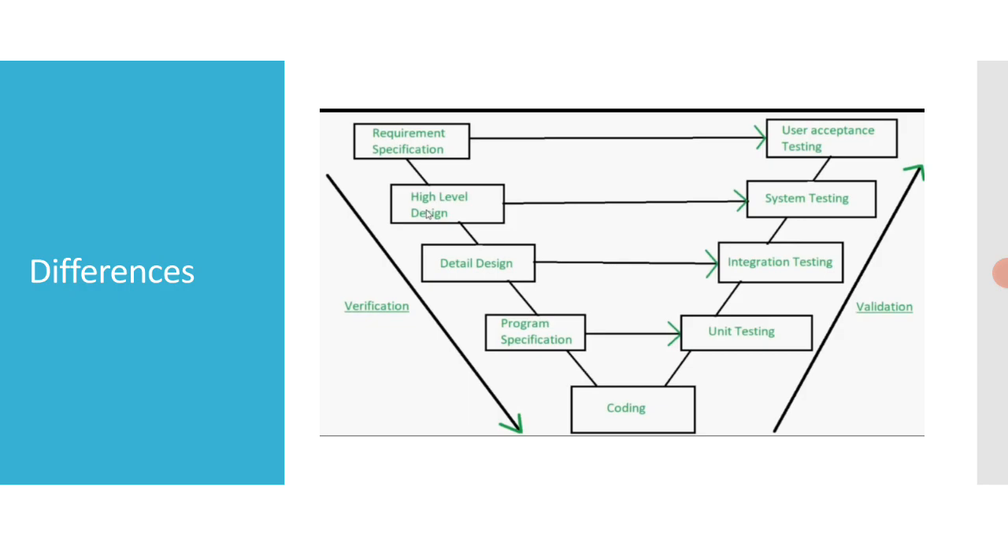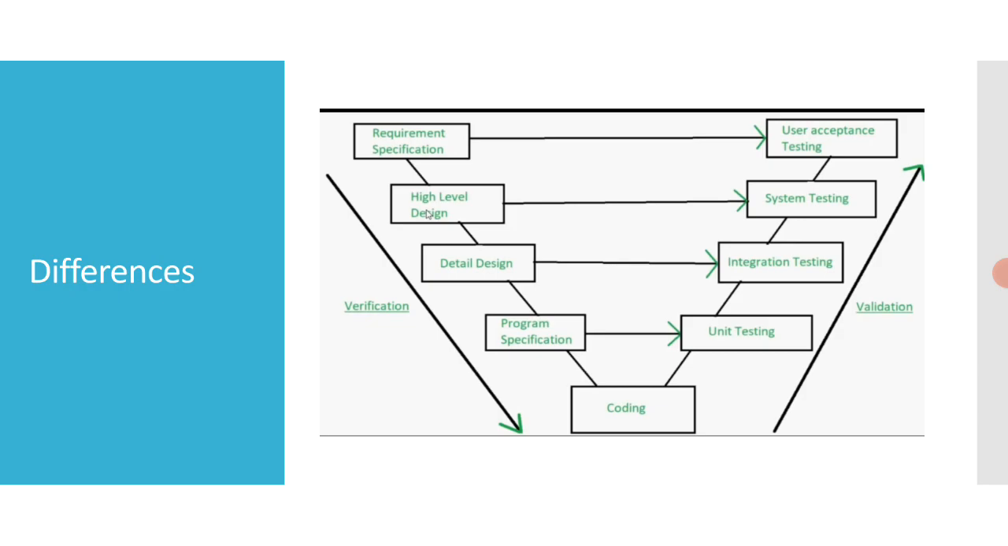Validation means, are we building the right software? That means after build, we will check with various testing teams with the tools like black box testing, white box testing, and non-functional testing. We'll find the bugs after developing the product before release. Right. Let's see a few comparisons between the verification and validation.